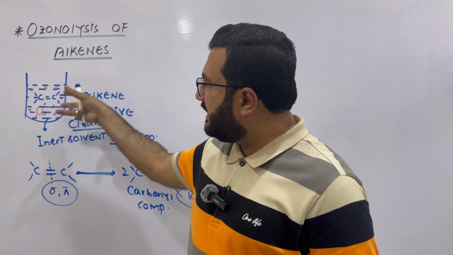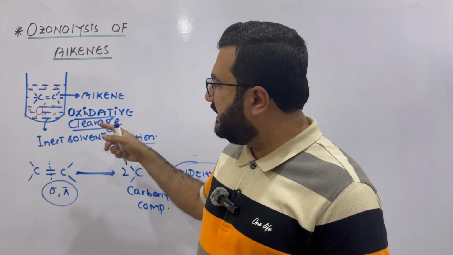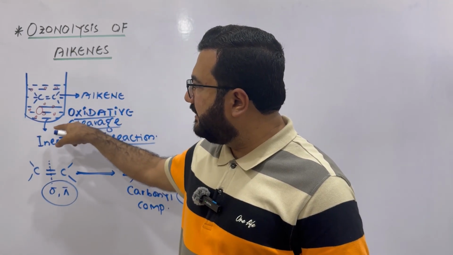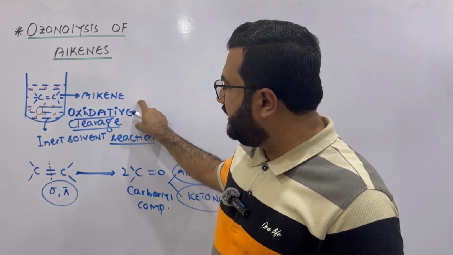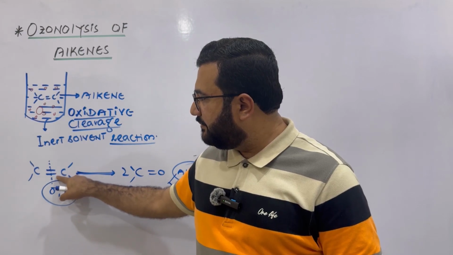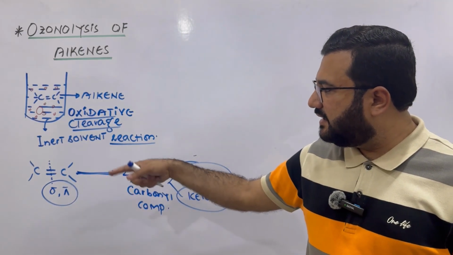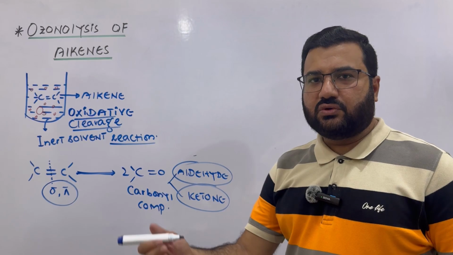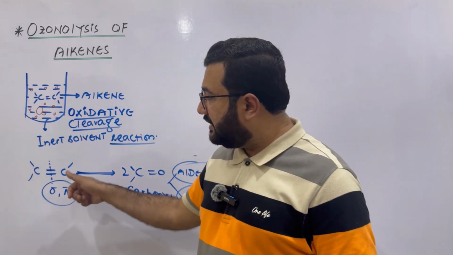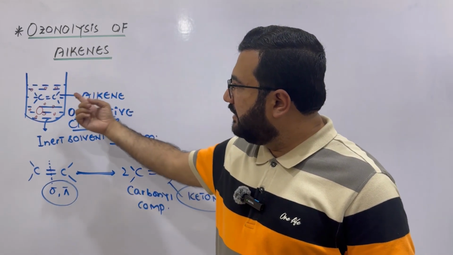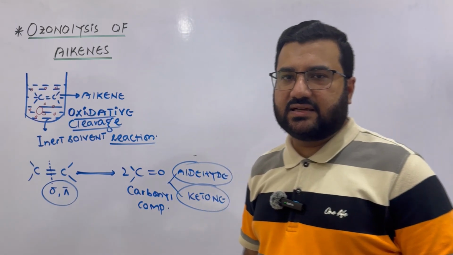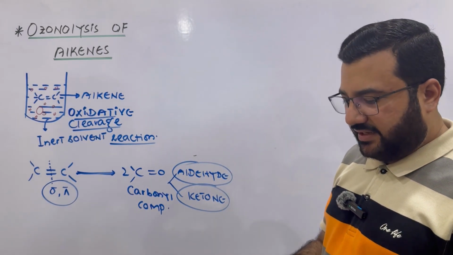So this is the introduction of the ozonolysis, in which an alkene in the inert solvent is present, and then ozone is bubbled. An oxidative cleavage reaction starts, which breaks both sigma and pi bond present between the carbon atoms, and the alkene is changed through a series of reactions to the carbonyl compound. This conversion of the alkene to the carbonyl compound with the help of ozone and reductive workup is called the ozonolysis of the alkene.